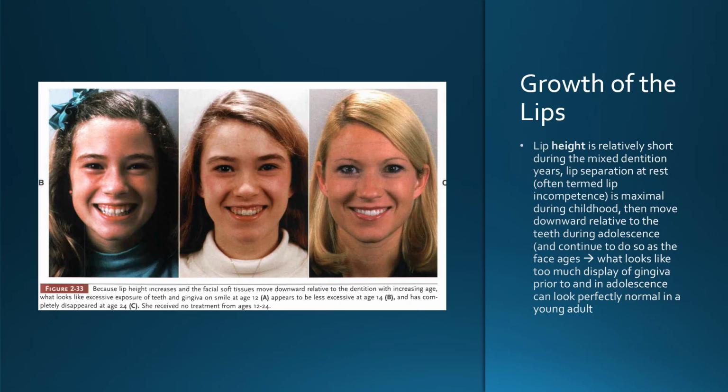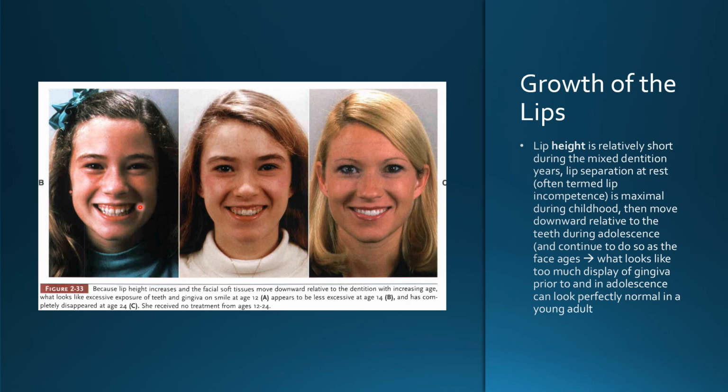Now if we want to talk about lip height, or the length of the lip, we need to know that it is shortest during childhood and during the mixed dentition age. It means at this time the lip is short, and it's normal to see a gummy smile when the patient smiles. This is very normal gum show in young patients.